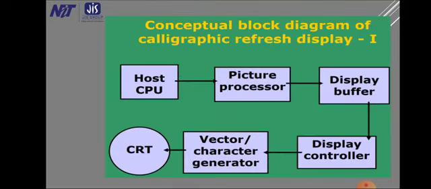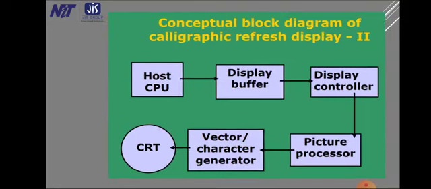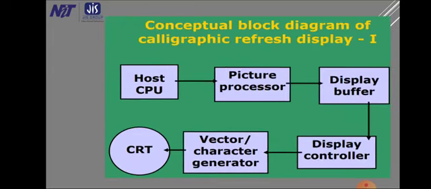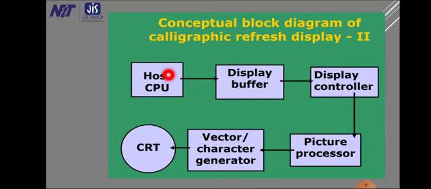Now, this is the block diagram of the refresh display. You can see the diagram. Host is connected with picture processor, then display buffer, display controller, vector or character generator, and then it is displayed through CRT. This one is another diagram. Look carefully. Here from host CPU it goes to picture processor, and here host CPU to direct display buffer. These are two conceptual block diagrams.